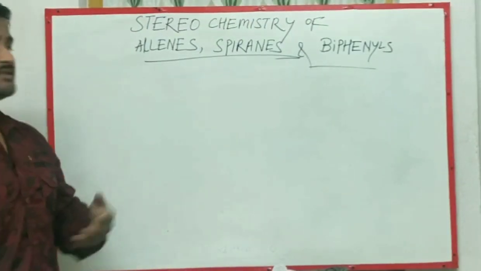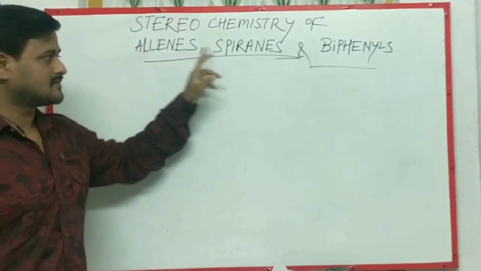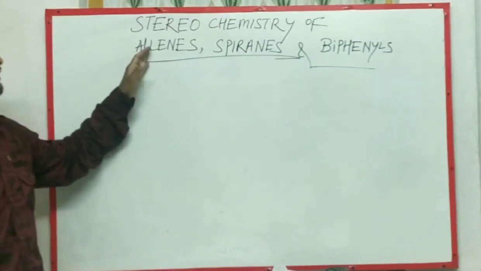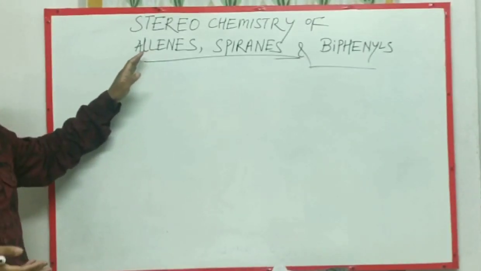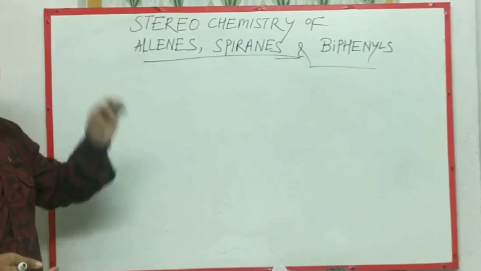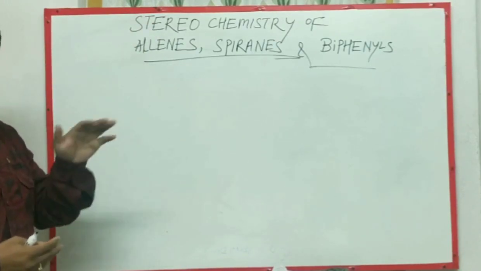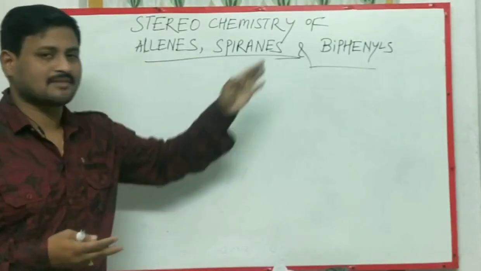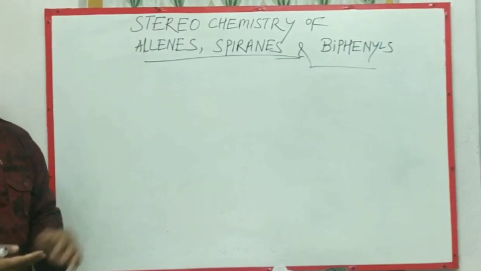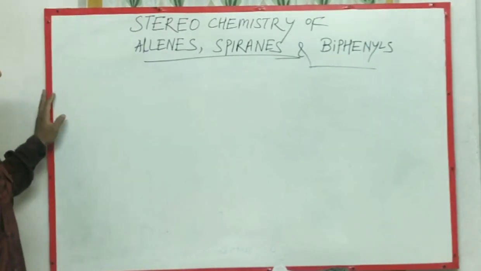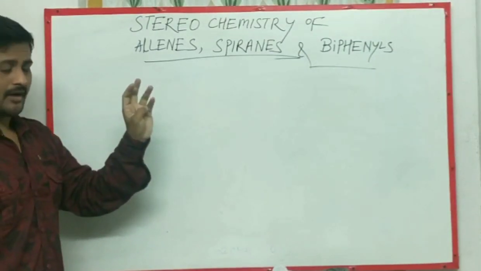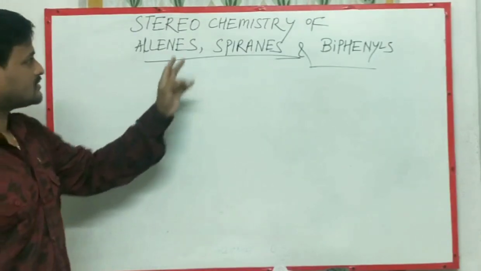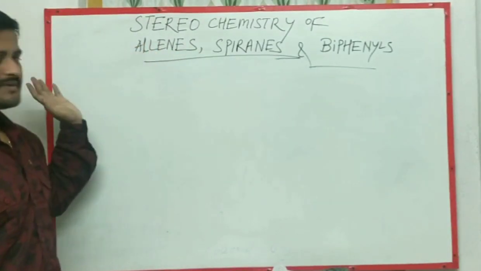Today I would like to explain the stereochemistry of allenes, spiranes and biphenyls. Which examples of allenes are optically active, which are optically inactive, and the R/S configuration of allenes. How we can determine the R and S configurations of allenes, spiranes and biphenyls, I will explain in this video. Optical activity, optical active nature and R/S configuration of allenes, spiranes and biphenyls will be explained in this video.